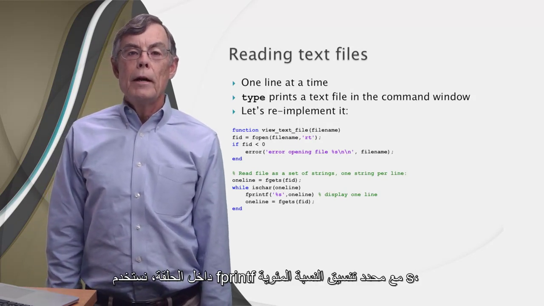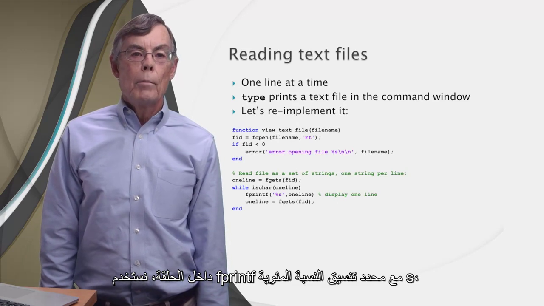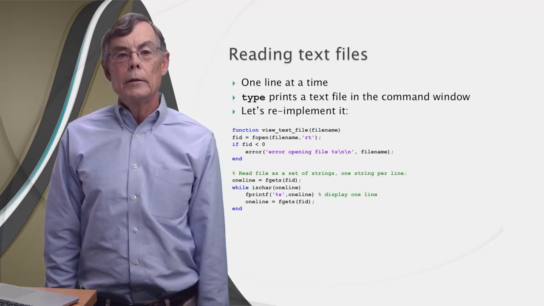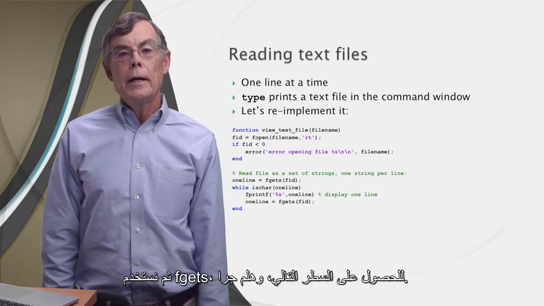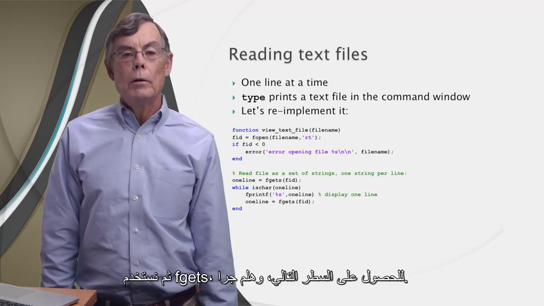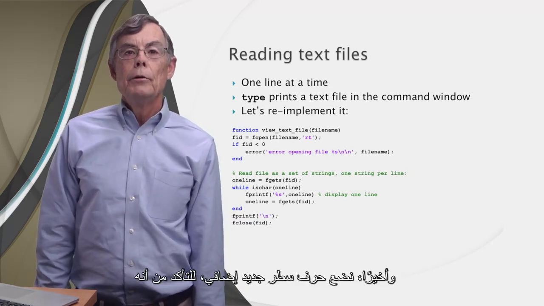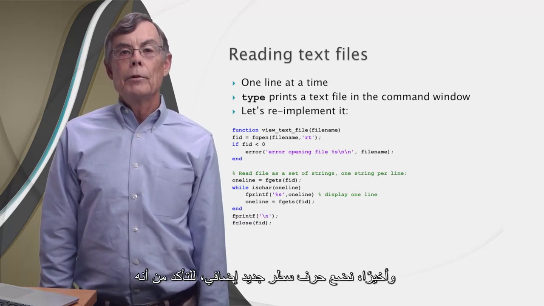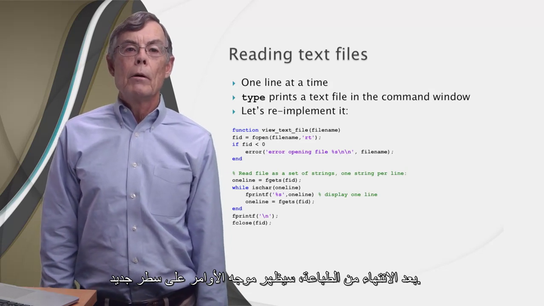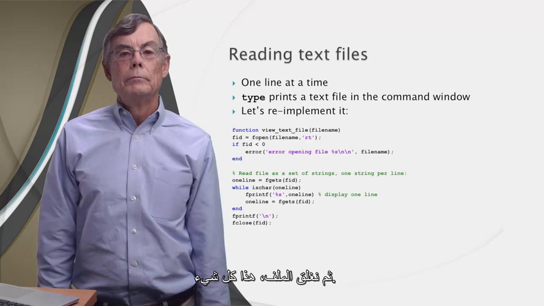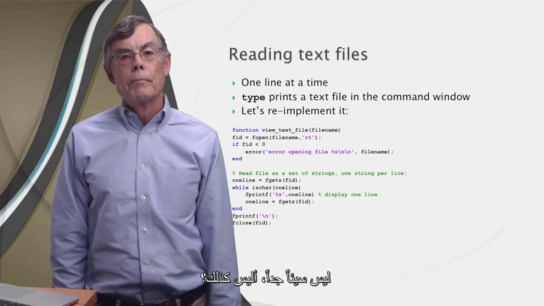Inside the loop, we use fprintf with the %s format specifier to print the current line, which is stored in oneLine. Then we use fgets to get the next line, and so on. Pretty simple, really. Finally, we put an extra newline character to make sure that after the printing is done, the command prompt will appear on a new line. Then we close the file. That's it. Not too bad, was it?